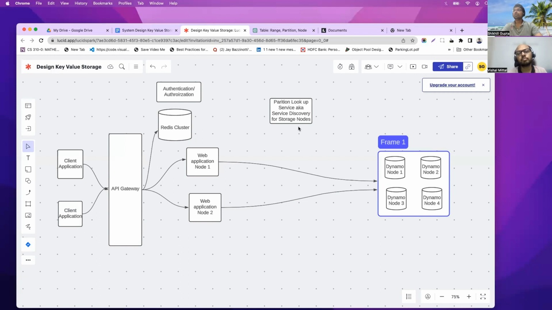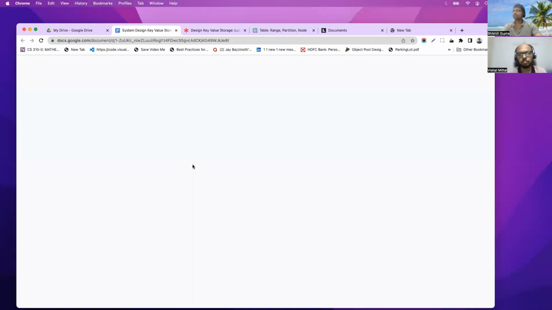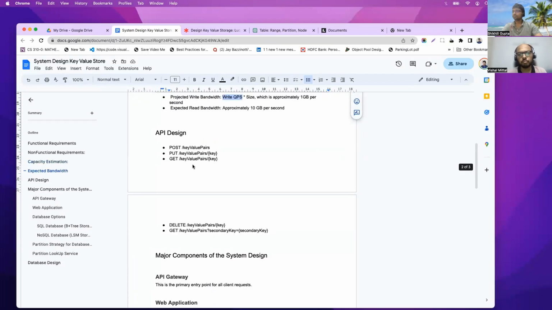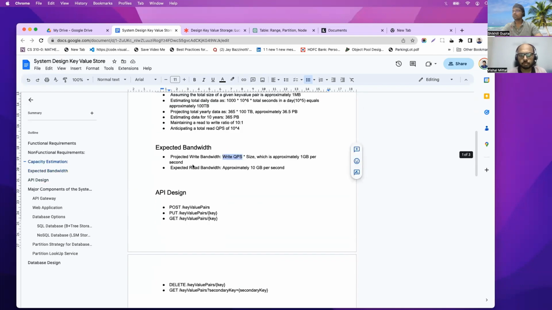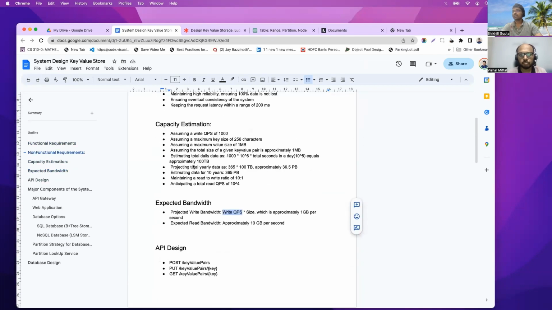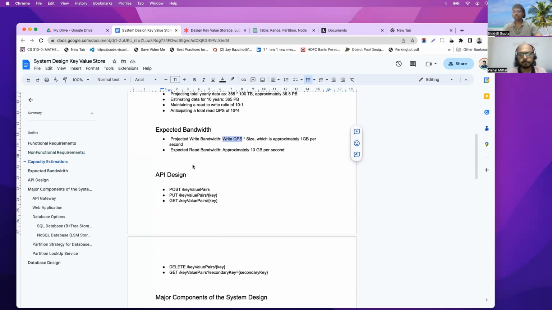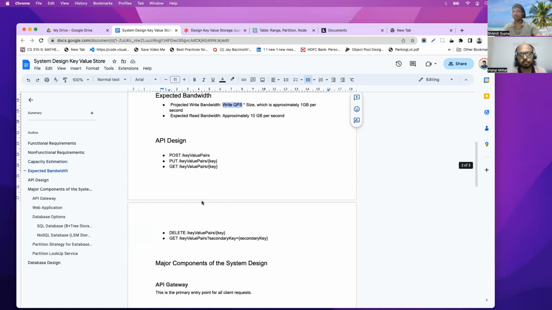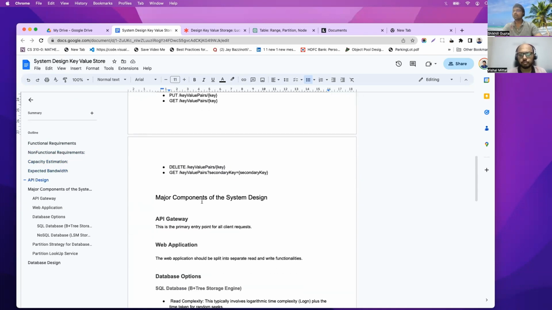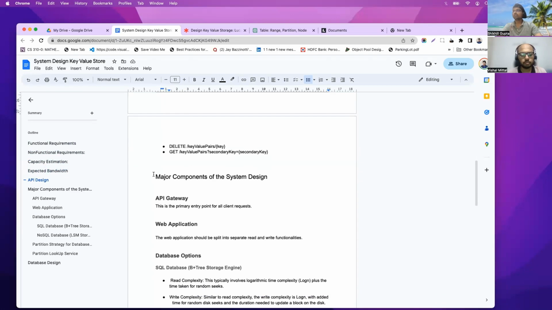So I think we have covered the high level system design. In the next part of this session, we will cover API design, and we will deep dive into each of the components.